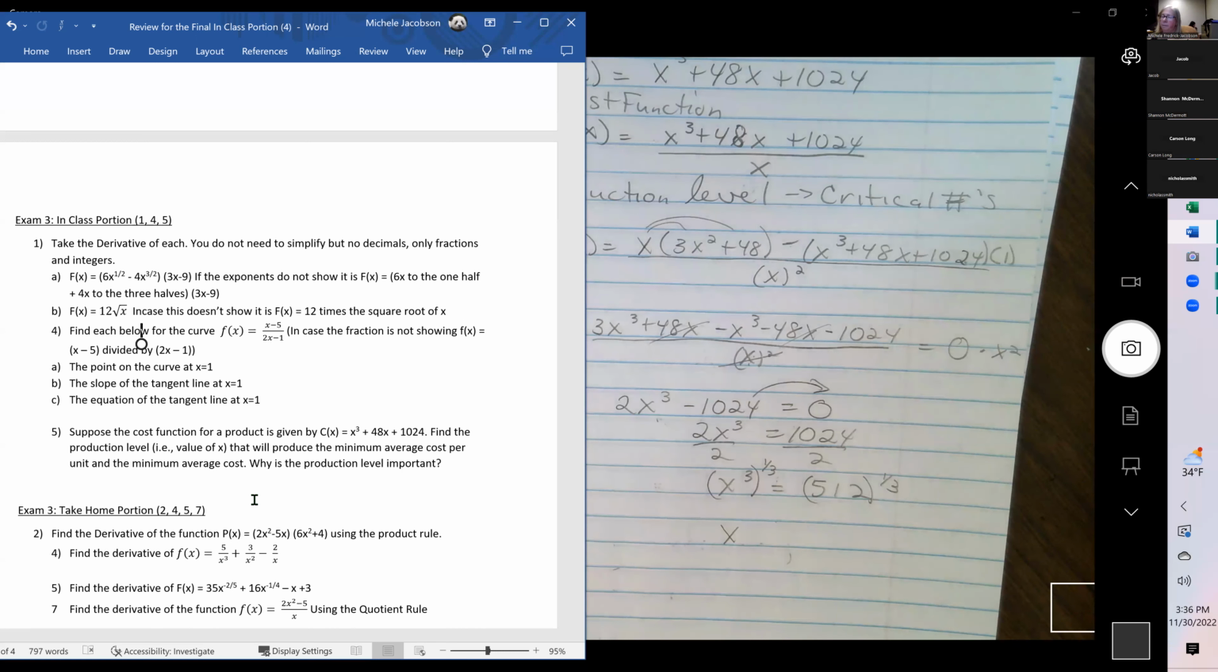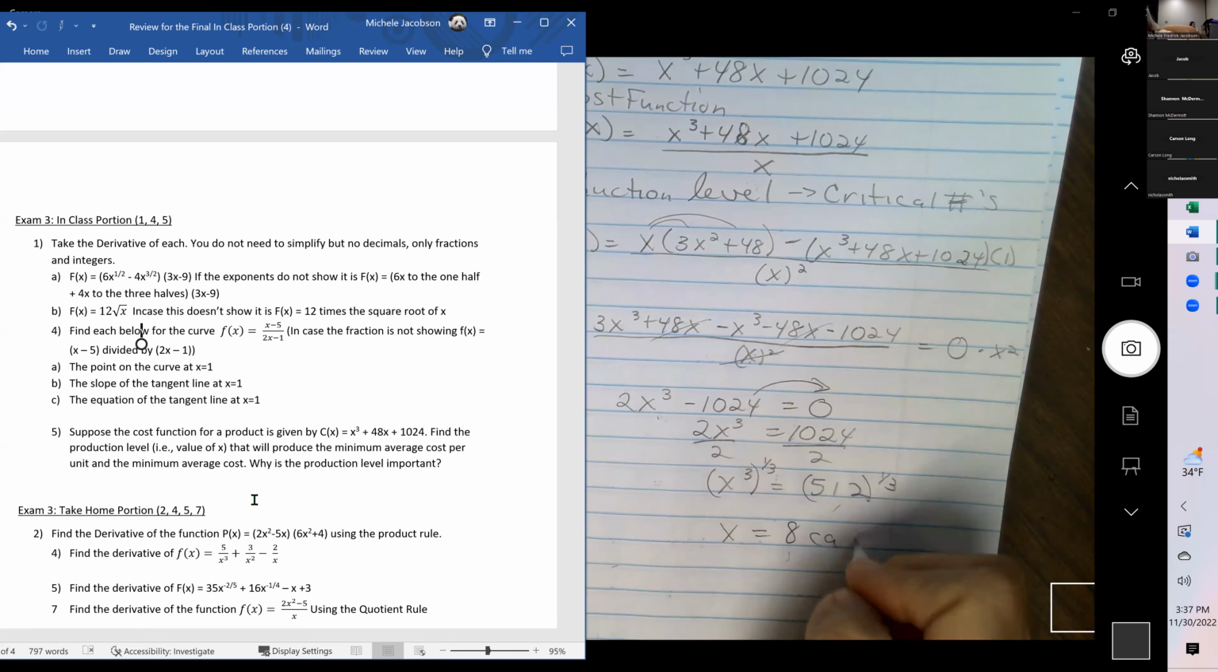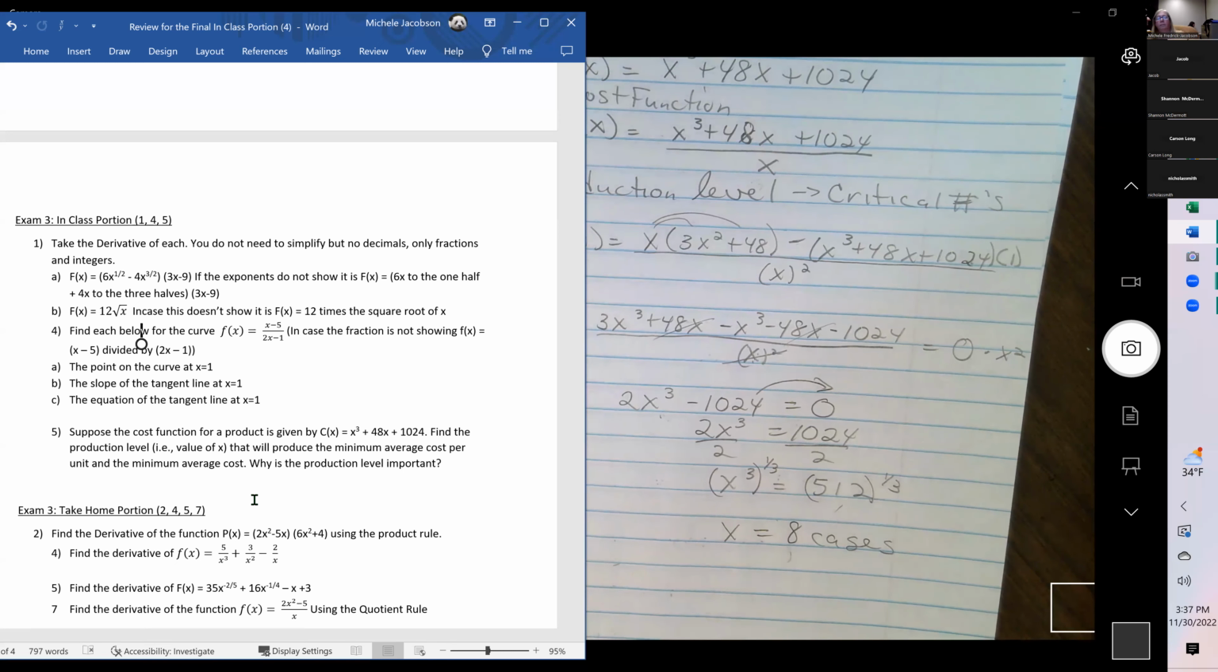The cubed root of 512 is 8. So our production level is 8. If we produce 8 cases at a time, we will have the lowest minimum average cost. So producing 8 at a time gives you the lowest cost per case.